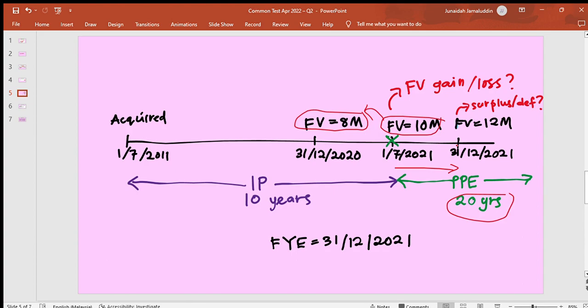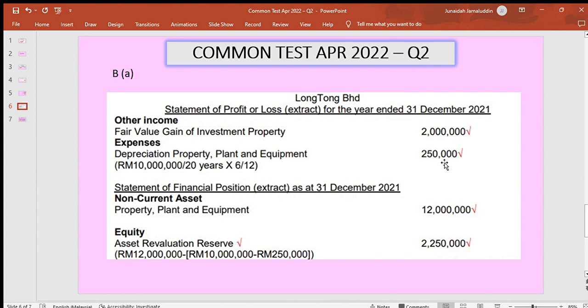So how do we calculate the depreciation? We just take the fair value on the date of transfer, 10 million, divided by remaining useful life, 20 years, times 6 over 12 months. So we get 250,000. The depreciation expense is 250,000, so you should disclose under expenses, depreciation of PPE, 250,000. You can also show the workings like this, right?